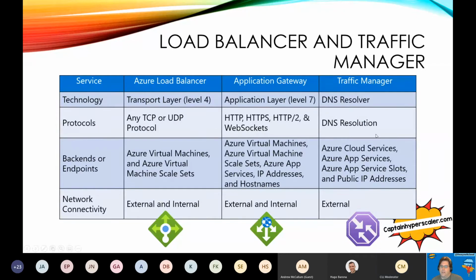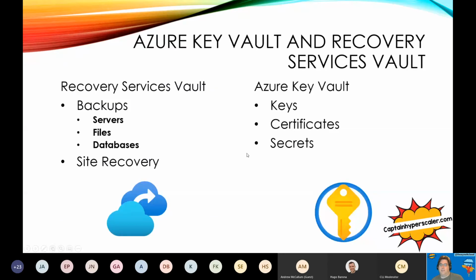So debugging DNS, I'm not a DNS expert. There are some DNS services within the Azure environment that would handle your certificates, and actually that's a good segue to a degree within Azure Key Vault.